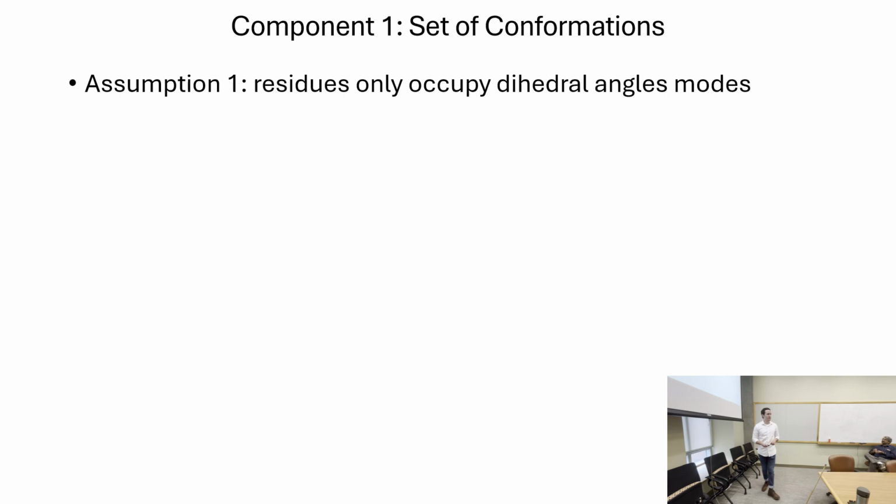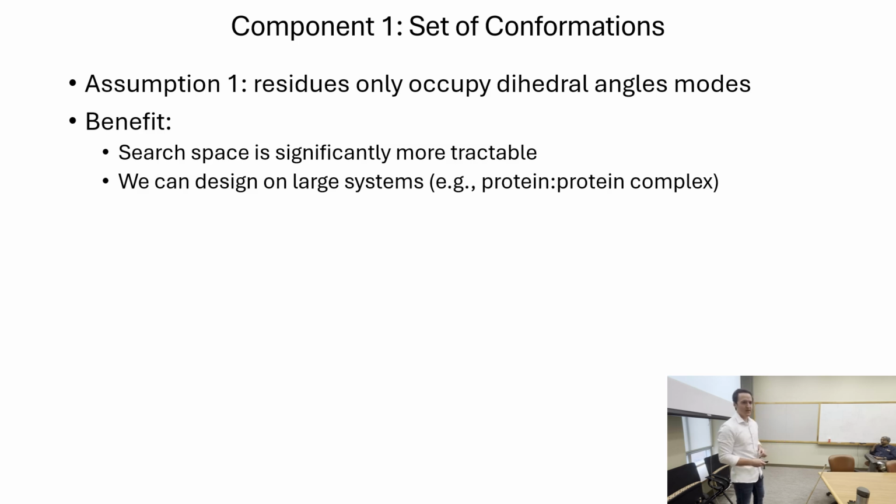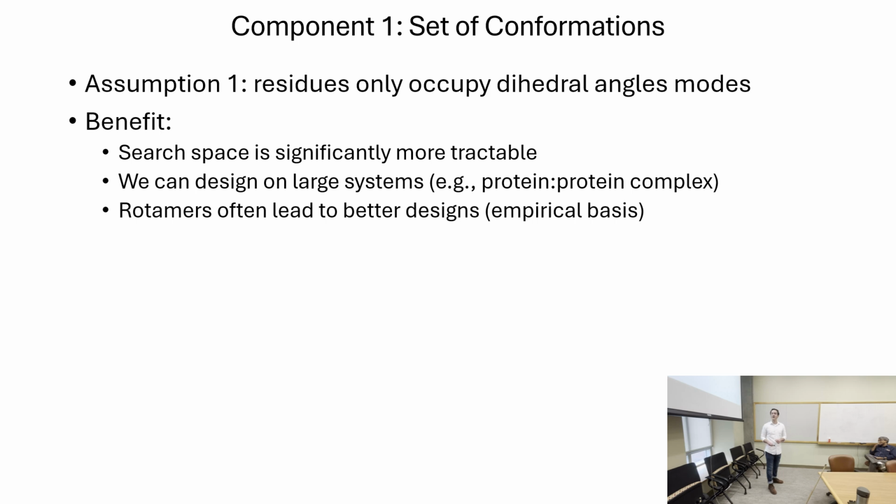So let's talk about the assumptions we're making when we're doing something like this. The first is that residues only occupy dihedral angle modes. But the benefit of this is that our search space is significantly more tractable, and we can design on those large systems. So keep in mind that graph we were looking at earlier. Third, it's also worth noting that generally rotamers can lead to better designs because there's an empirical basis for a lot of our side chains. If we just simulate something in silico, something that's very constrained for a long time, it may or may not have any sort of empirical basis for actually adopting that conformation.